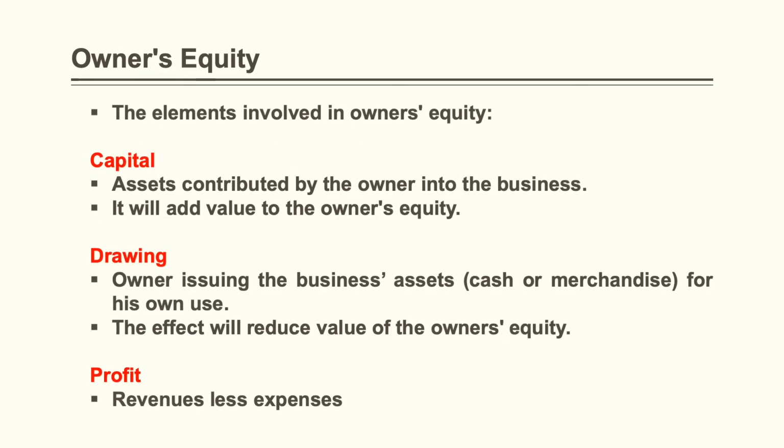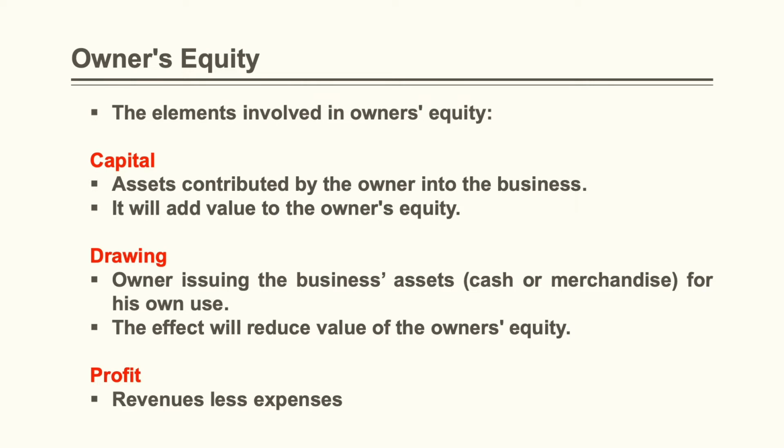We go into detail again on the owner equity. The first part is capital. As I told you just now, capital refers to the asset contributed by the owner into the business. It will add value to the owner equity. The second part of the owner equity is drawing, ataupun kita panggil ambilan. Drawing refers to the owner taking business asset, cash or merchandise, for his own personal use. The effect will reduce the value of the owner equity.